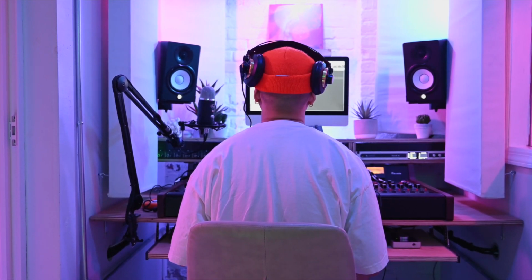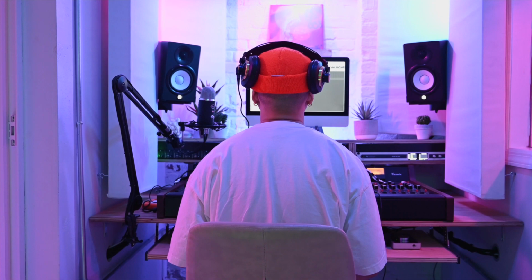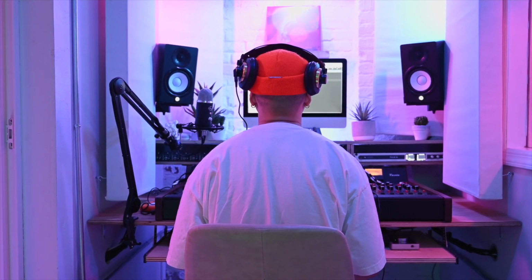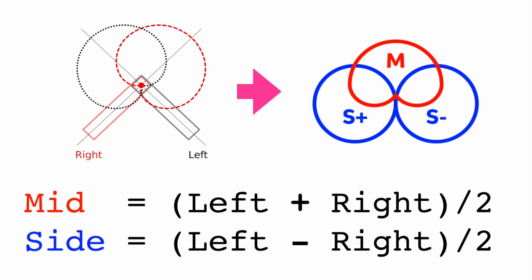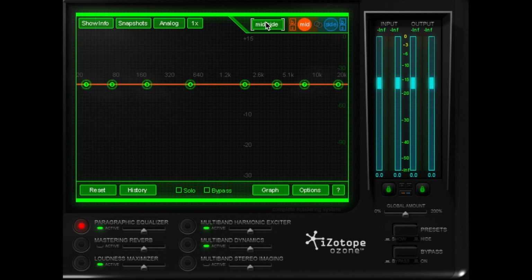Now, you might have some plugins that can work in mid-side processing too. And this is the same idea. It takes your existing stereo file, does the math to convert it into mid-side, and then allows you to process that mid and side separately. This can be used to increase stereo width or create other effects with the relationship of the mid and the sides. Mid-side processing is used a lot in mastering.